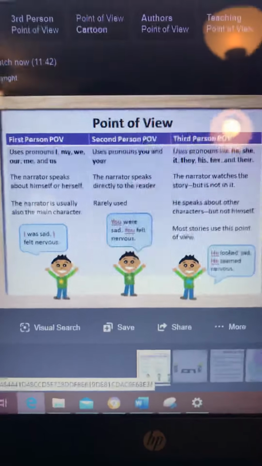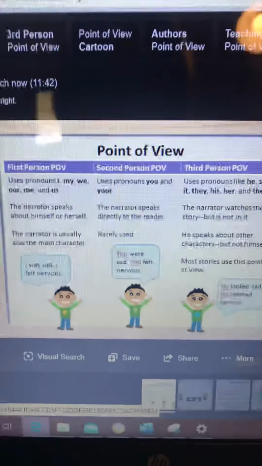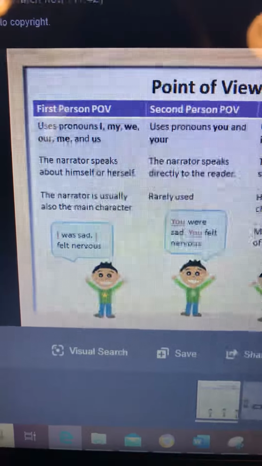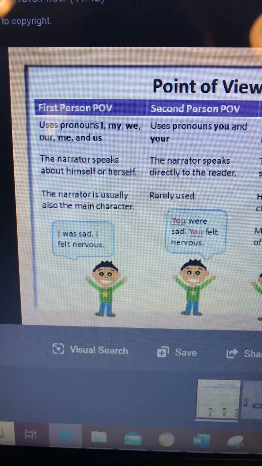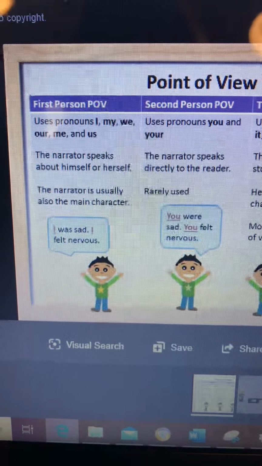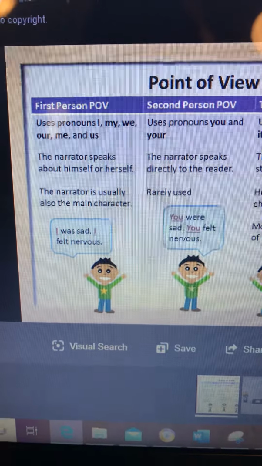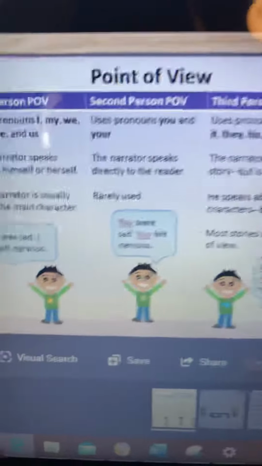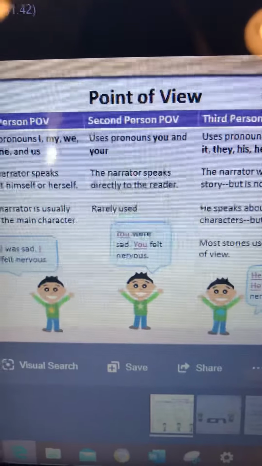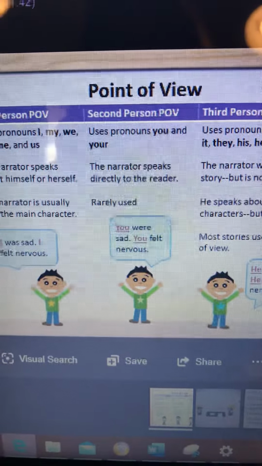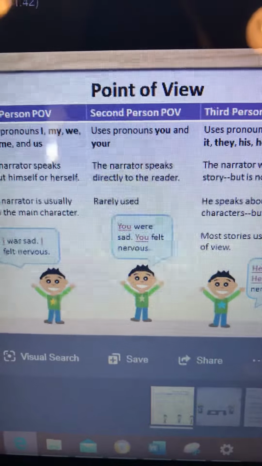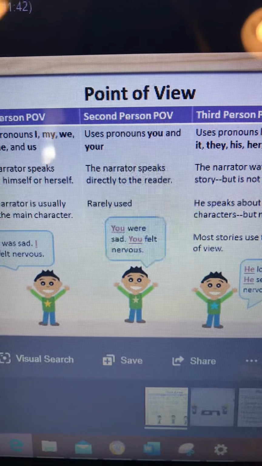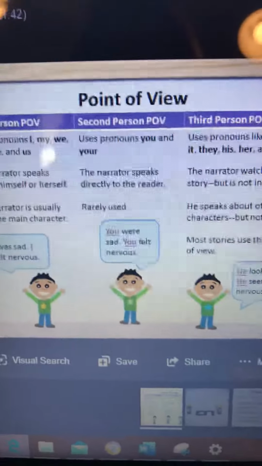So you have first person, second person, and third person point of view. So if it is written in first person, it uses the pronouns I, my, we, our, us. And the narrator, or the person telling the story, is talking about themselves. Okay? And the narrator is usually the main character. If you're looking at second person point of view, it's usually saying you or your. So it's when the writer, or the person speaking in the story, is talking directly to the person reading the story. And this is not used very often.